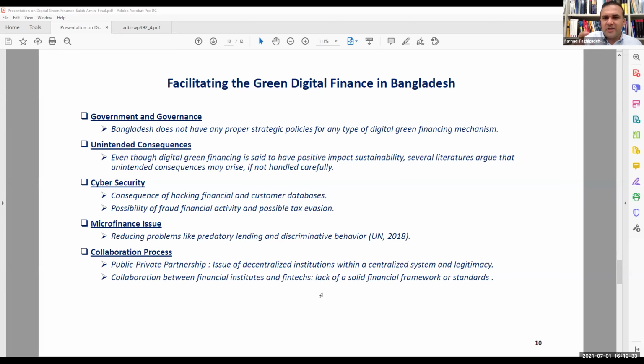Saqib, yes, time is limited. One minute, please. Okay, formulating a strategic policy guideline for digitization in green finance.